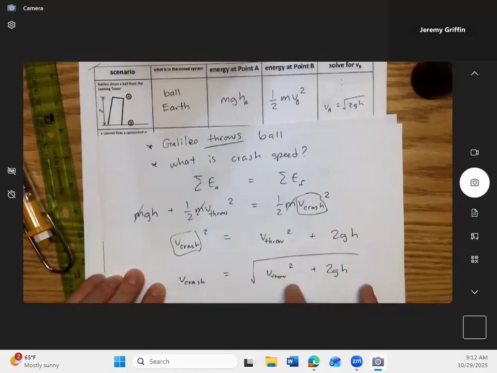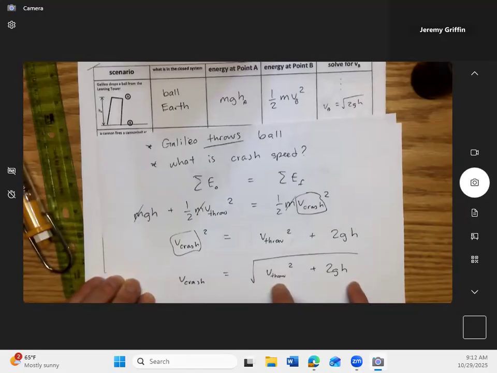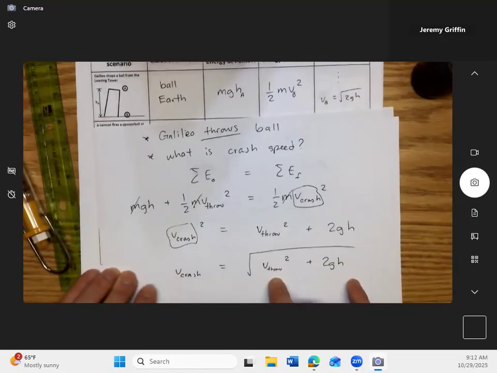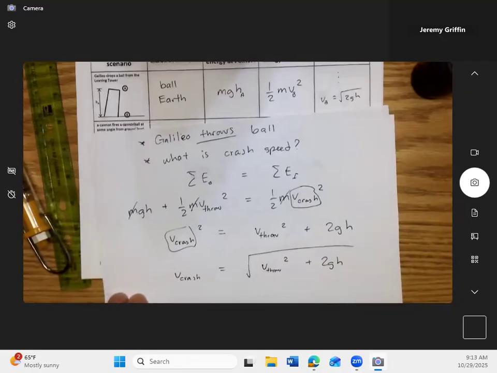So v throw squared plus 2gh. Yeah, you do remember this from yesterday. How many of you guys remember this from yesterday? I asked you the same question. I asked you guys, is the crash speed equal to the throw speed plus root 2gh, or the square root of throw speed squared plus 2gh? And you guys told me it was this one. And it is.